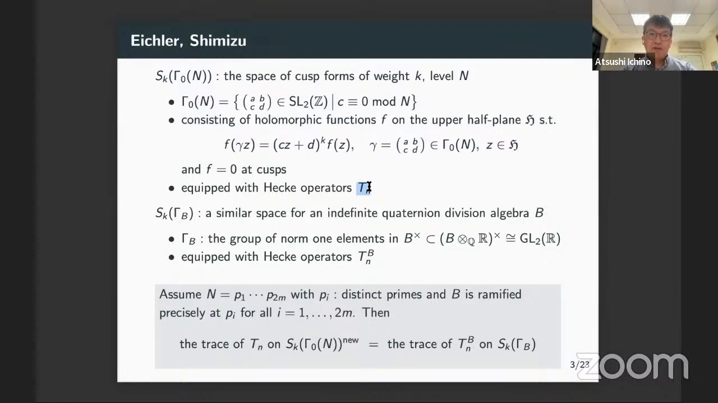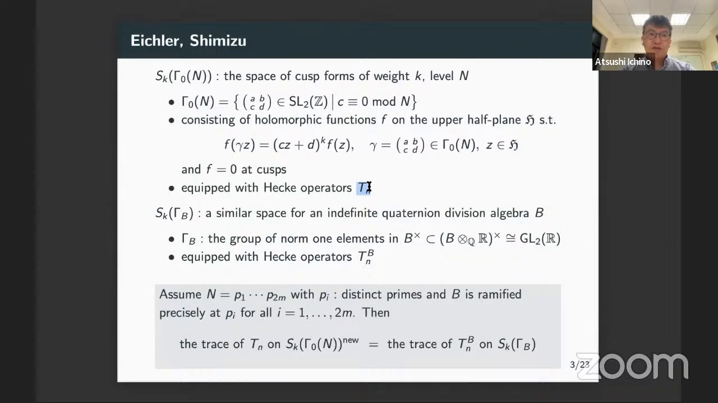Okay, so we have now two spaces of modular forms attached to Gamma_0(N) and Gamma_B. And we now assume that N and B are related in the following way. Namely, we assume that N is a product of an even number of distinct primes, and B is ramified precisely at those primes. Then Eichler discovered that the trace of this Hecke operator on the first space, to be precise, we have to take the new part of the first space, is equal to the trace of the Hecke operator on the second space. And in this way, we can see the relation of the two spaces of modular forms, or the relation of this arithmetic information on these spaces.